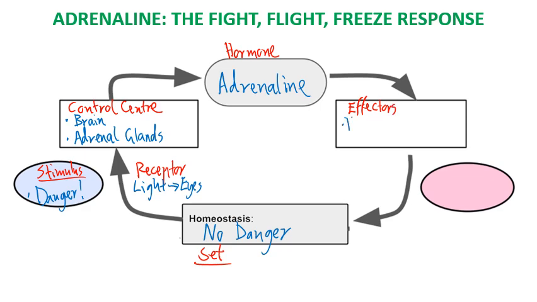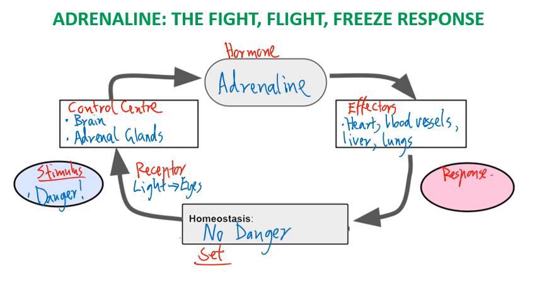So we had the heart, we have the blood vessels, which pump more blood. We have the liver, which releases more sugar into our blood. And we have the lungs, which dilate and start to breathe more quickly. And once all of that happens, we finally have our response.